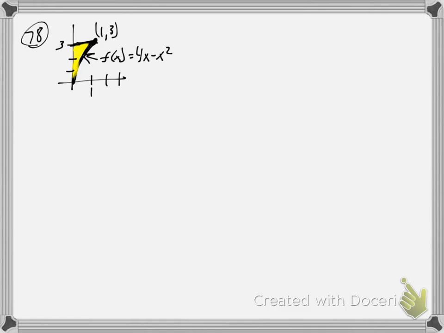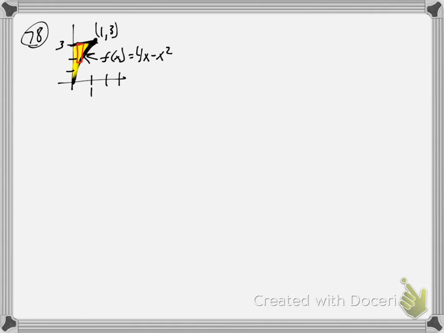I'm going to go ahead and do 78 as well, because 78 is really cool, because you have this function that is like this right here, and the shaded part is right in here, all of this good stuff. And this goes 1, 2, 3, and 1, 2, 3. And this point here is obviously then (1, 3). And they tell me that my function there is 4x minus x squared.